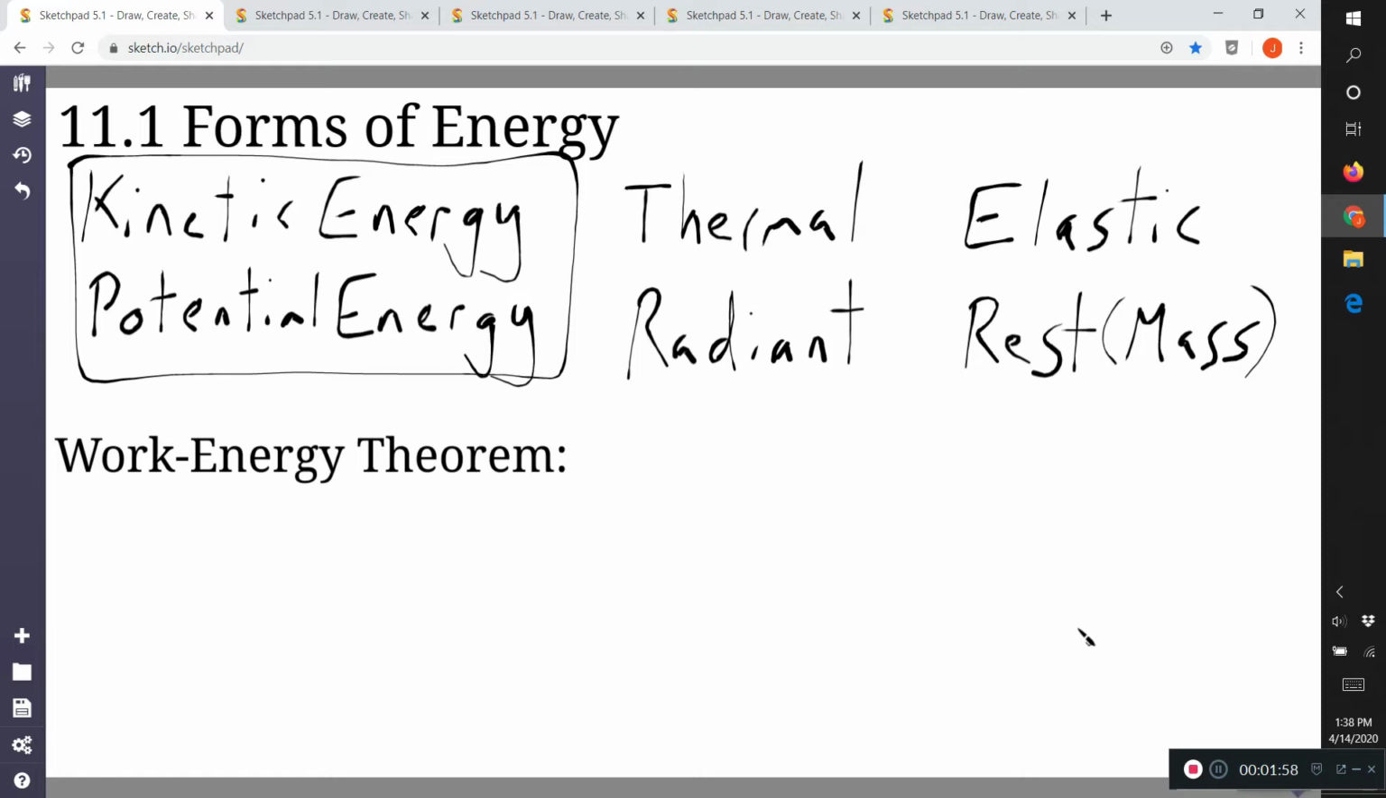So the work energy theorem from last chapter basically says that work is equal to the change in energy. So if you can calculate the change in energy of a system, you can calculate the work done on that system. And so what ends up happening a lot is, even though we're using formulas for energy, they'll ask for work. And we just simply need to understand that work would be the change in that energy.